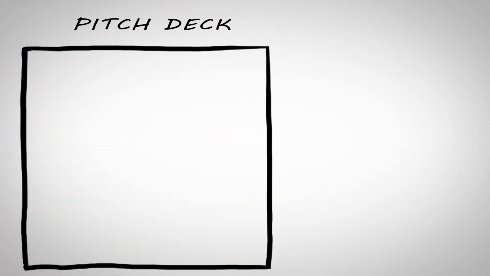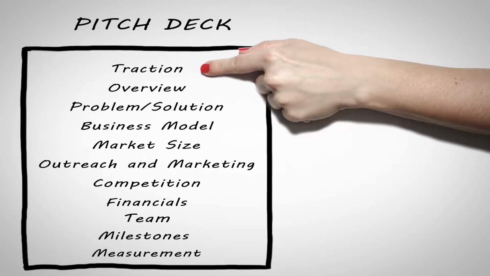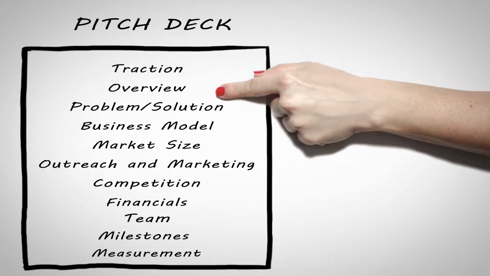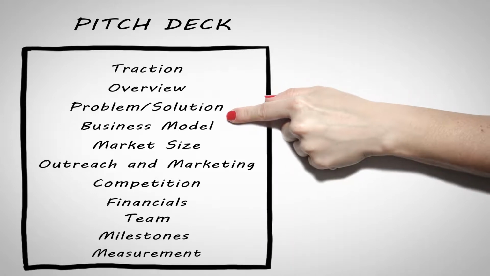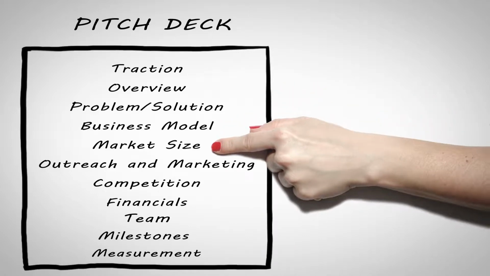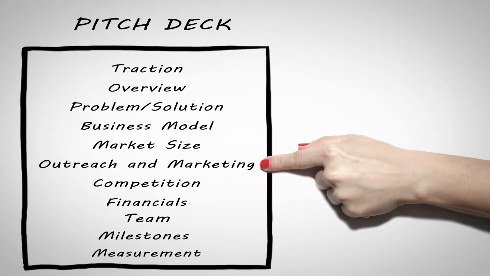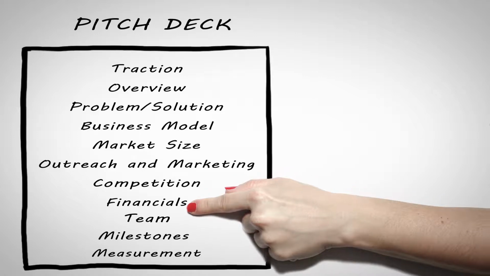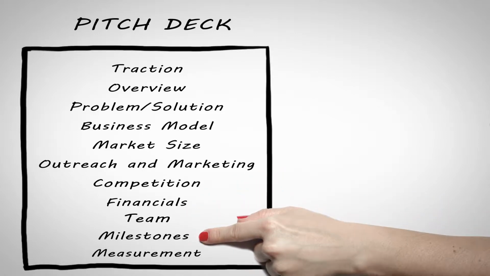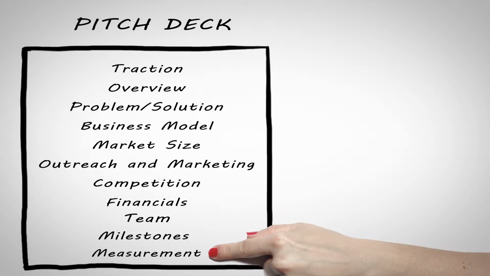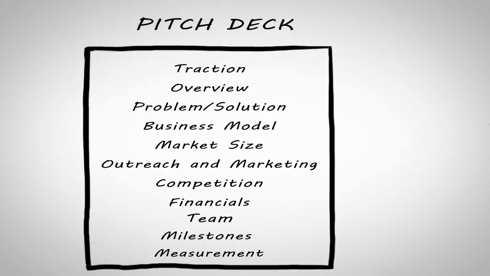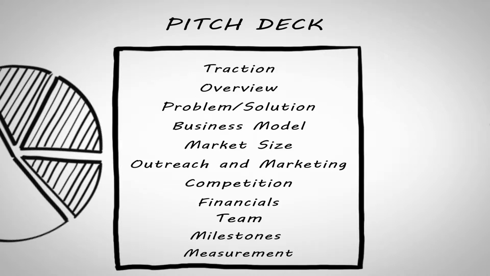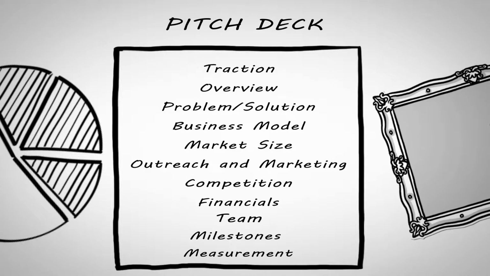Your pitch deck should include 11 slides: traction, overview, problem solution, business model, market size, outreach and marketing, competition, financials, team, milestones, and measurement. Each slide should be compelling and clear. Consider graphs and charts to help display your data. Pictures may help tell your story, but be careful not to drift into a storytelling format.